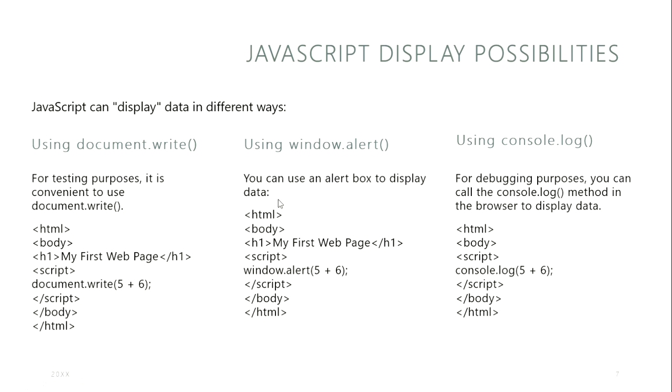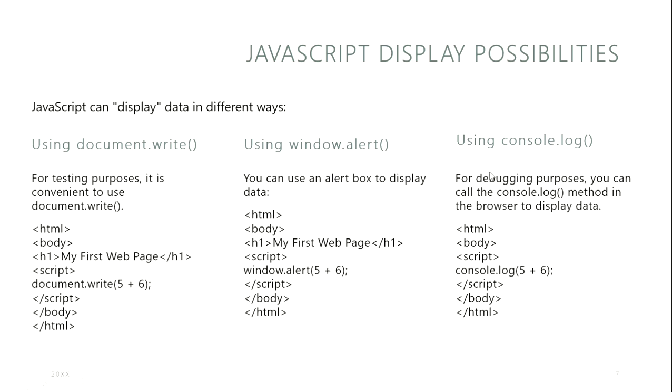Next method is using window.alert. This is a method where you can use an alert box to display data. So this is the syntax. In the script tags we have written window.alert. So you will see an alert box which comes onto your web page when you load it, and you see the content in that alert box.